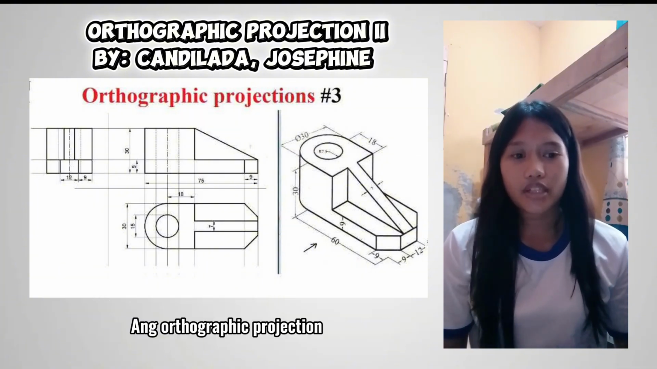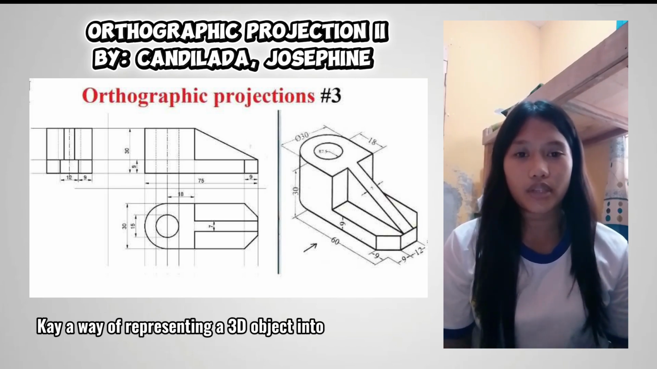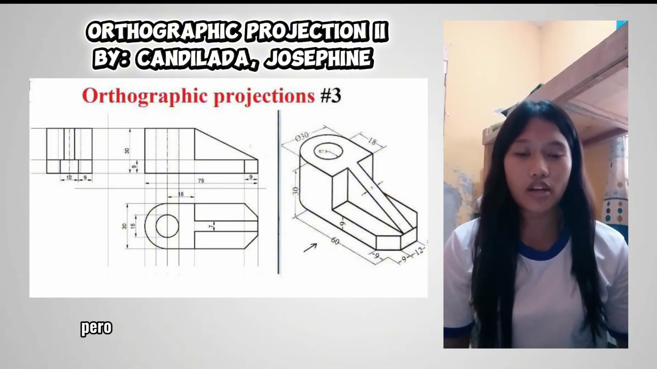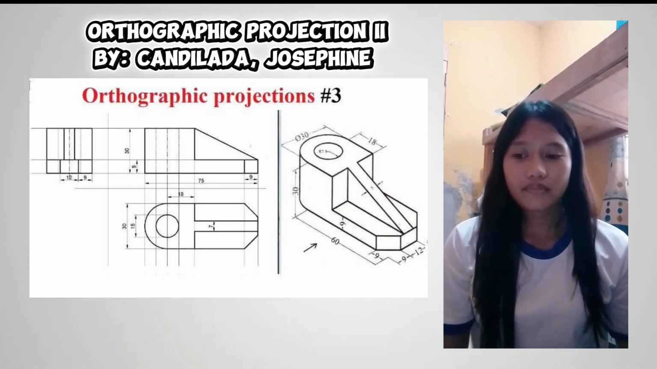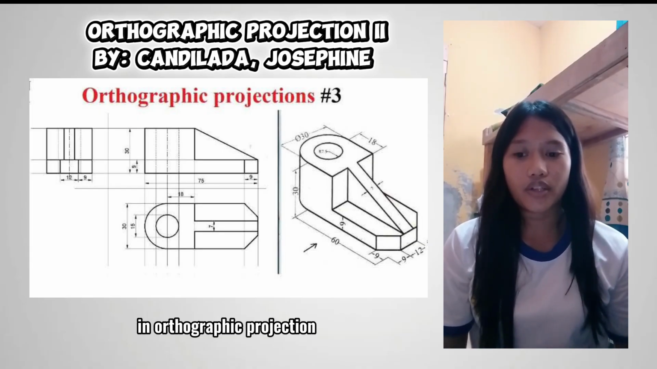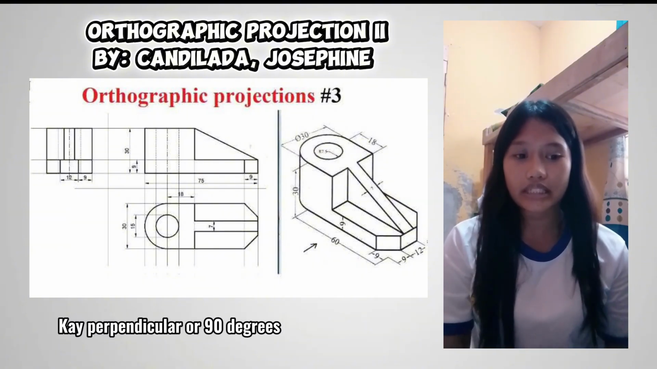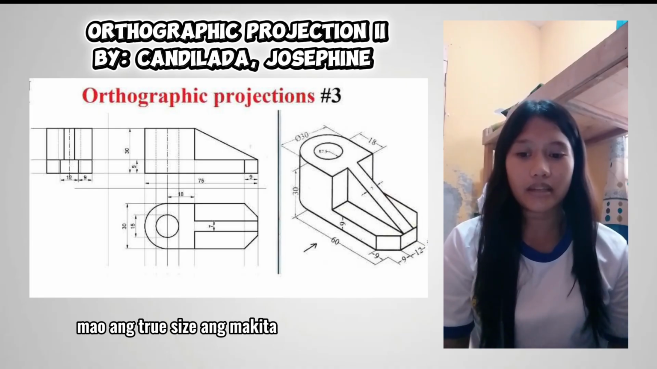Ang orthographic projection kay a way of representing a 3D object into a 2D drawing, like a paper without perspective, meaning dili na to makita ang depth pero accurate ang size and shape sa object. In orthographic projection, ang mga projection lines kay perpendicular or 90 degrees sa projection plane. Mao ang true size ang makita sa matag view.